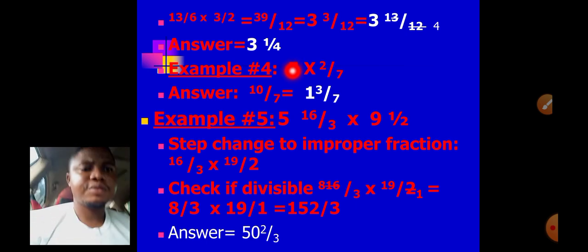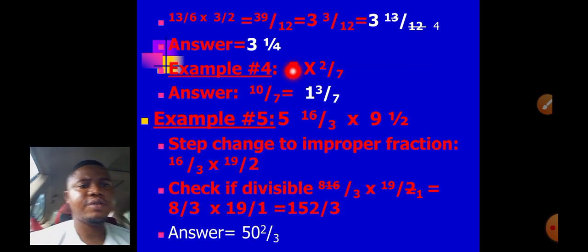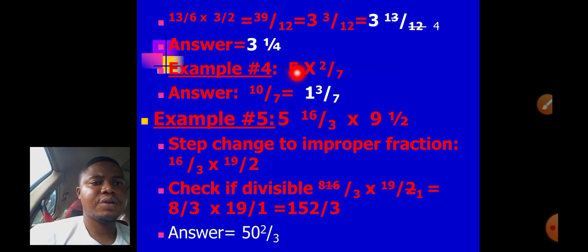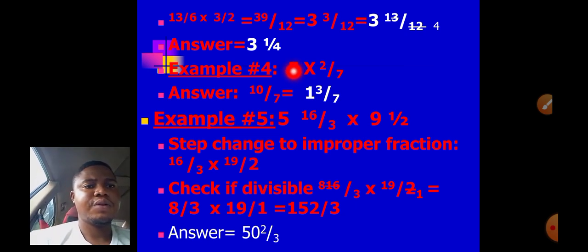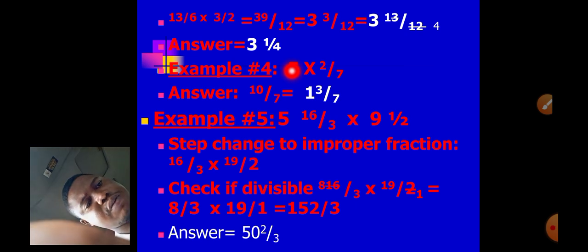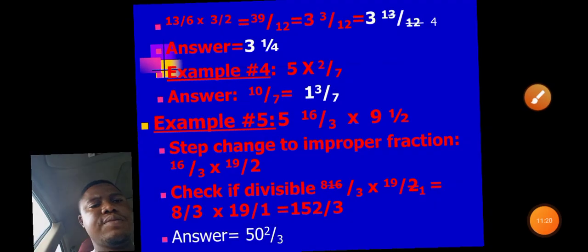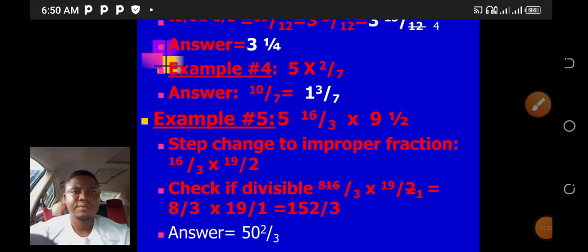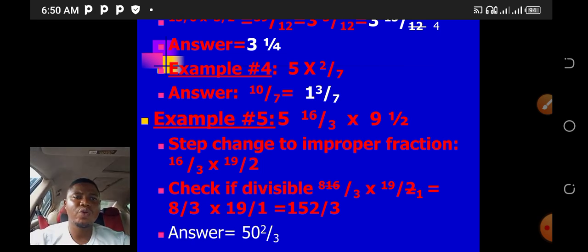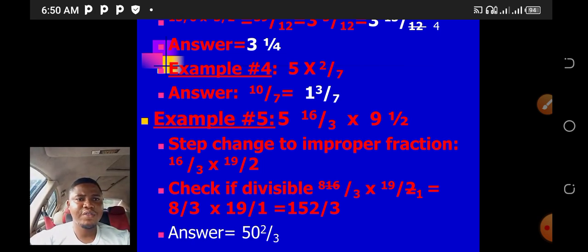Now example 5. So 5 times 2 over 7. So we have 5 times 2, which is 10, and over 7.